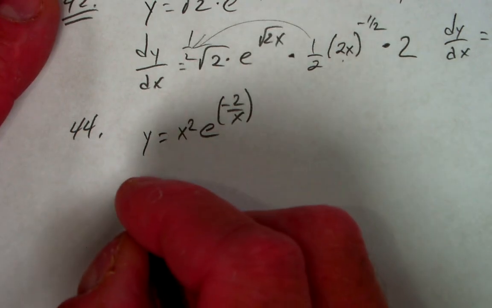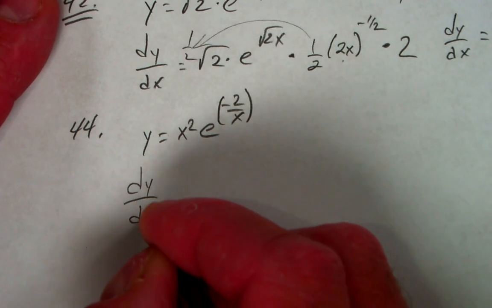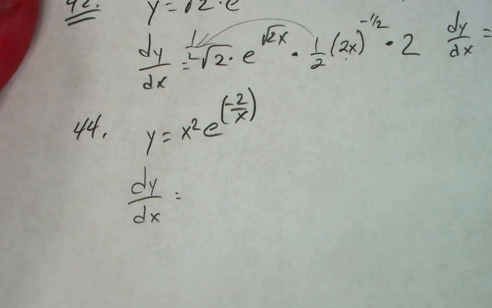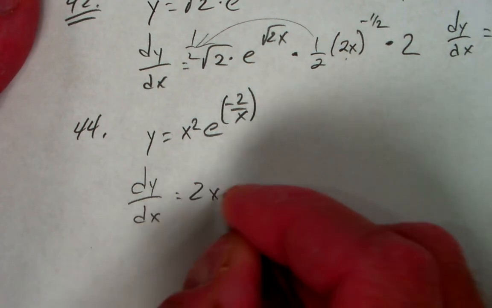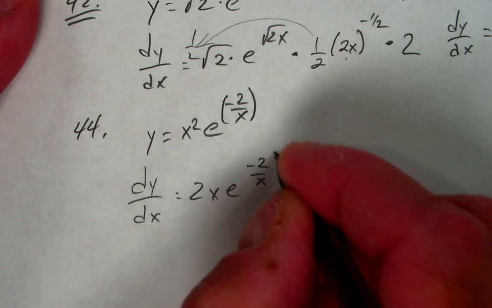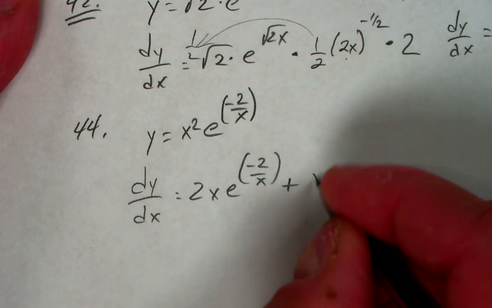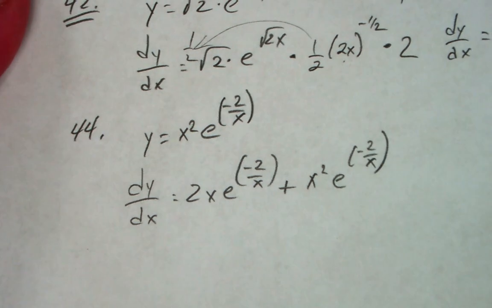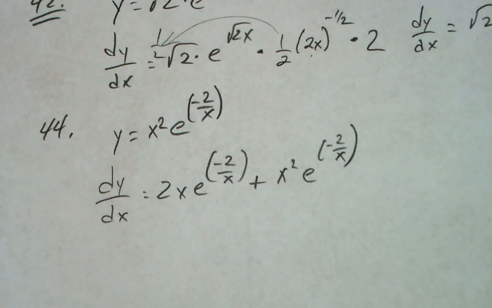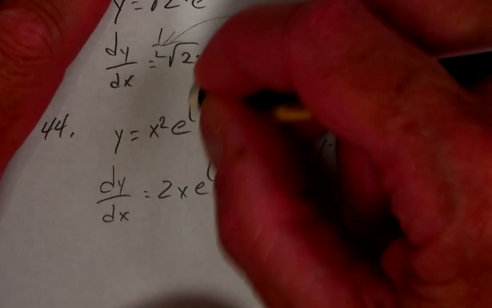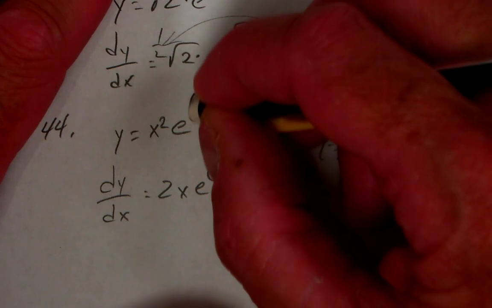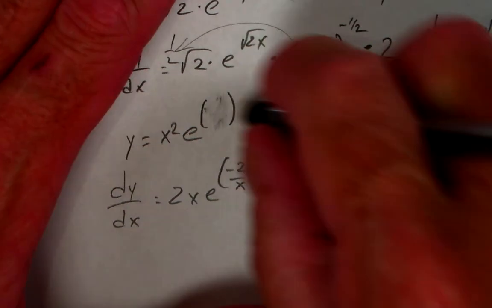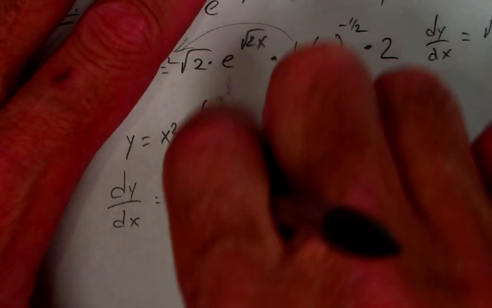dy/dx. I'm just going to sprint through this, and you guys can ask questions if you have them. 2x e to the negative 2 over x plus x squared e to the negative 2 over x. Ooh, and I probably should have written this a little bit different even. I'm falling into the same trap I fell into last time that caused the confusion. So I'm going to change the way I wrote this.